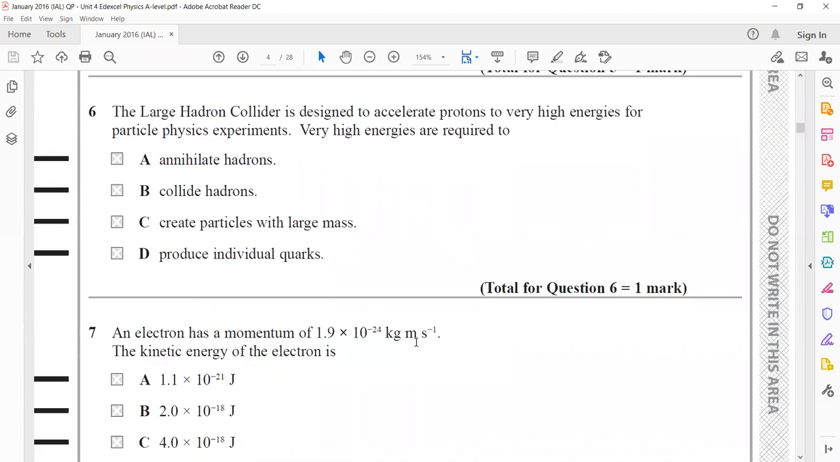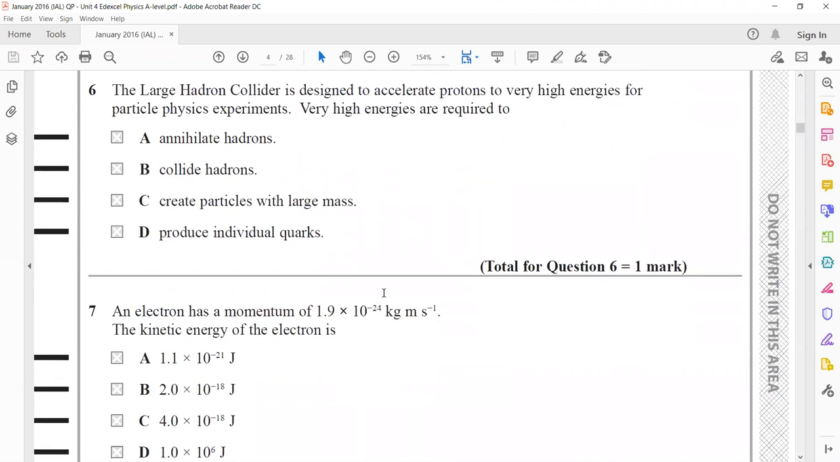Question six. What could be the answer for question six? Just now we discussed this part. In the last session I was discussing the same idea. The Large Hadron Collider is designed to accelerate protons at a very high energy for particle physics experiments. Why are high energies required?